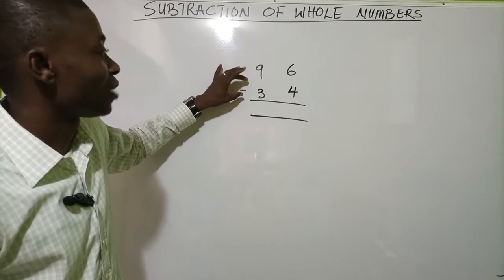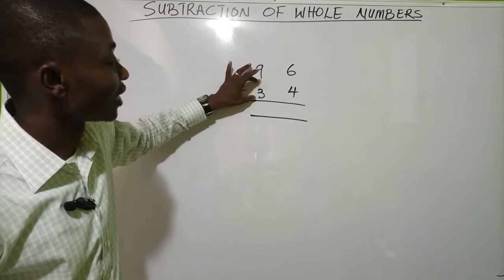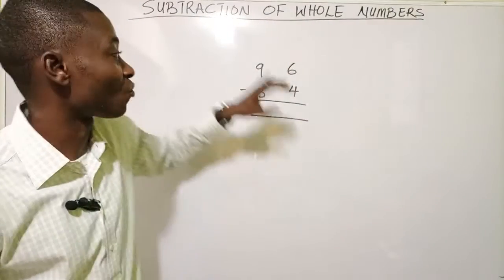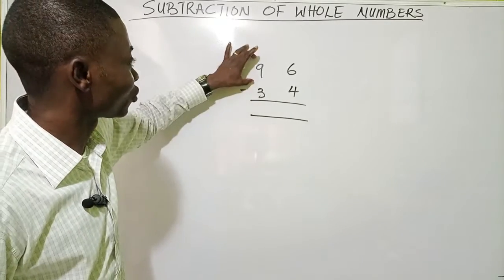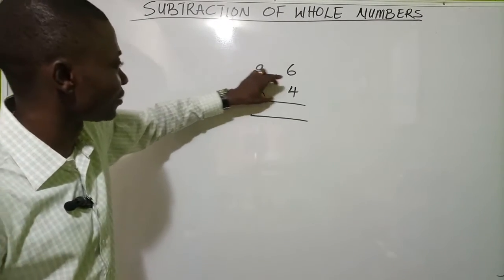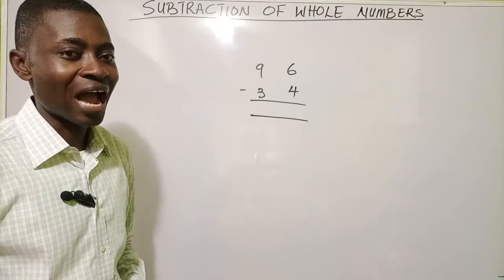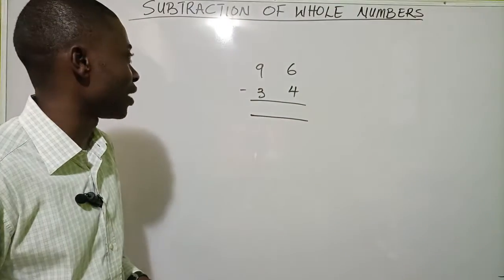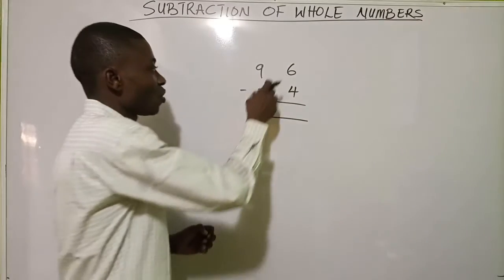This is Joshua having 96 oranges. And then you are now asked to give Uche 34 oranges out of the 96 oranges. So Joshua has 96 oranges, and I'm asked to give Uche 34 oranges. So what will I do? How will I do that? After giving Uche 34 oranges, how many oranges will I have remaining with me? So how do we do that?